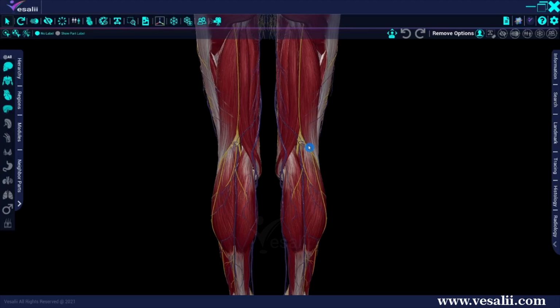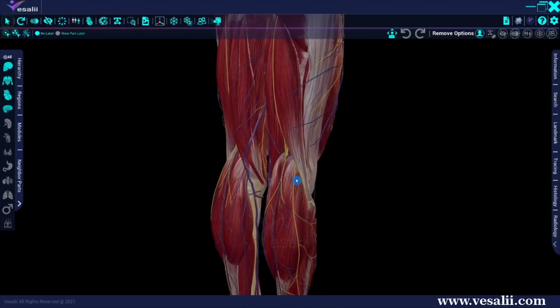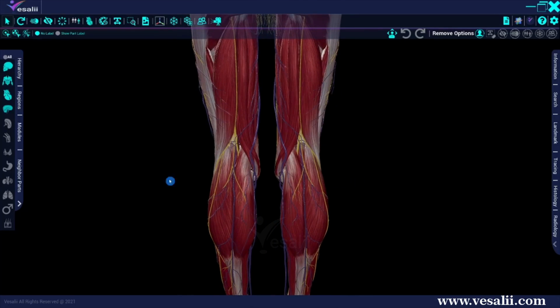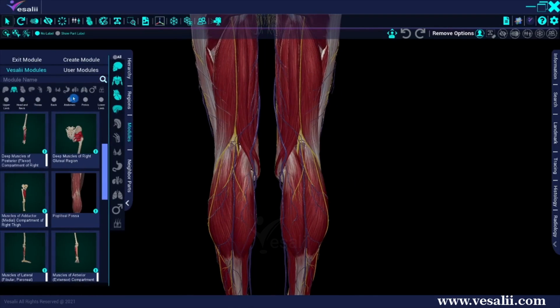This video talks about the popliteal fossa. We will identify its location, borders, and contents. I will select its module to show it better.